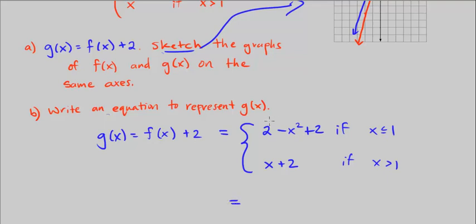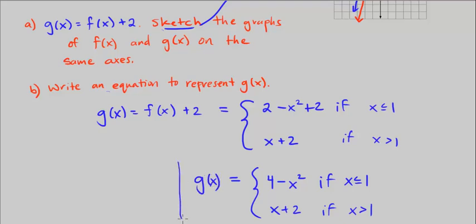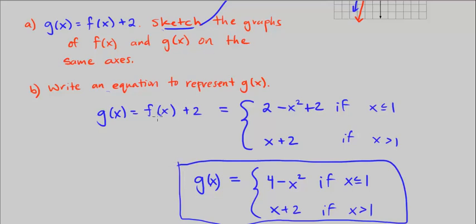Let's simplify this. The 2 and the 2 here combine to make 4. So that's equal to 4, the 2 and the 2 here. 4 minus x squared, don't forget the x squared, and here we still have x plus 2, and we still have if x is less than or equal to 1, and if x is greater than 1. So this is our g of x defined and simplified. Alright, that ends CPM Precalculus Chapter 2, number 90.